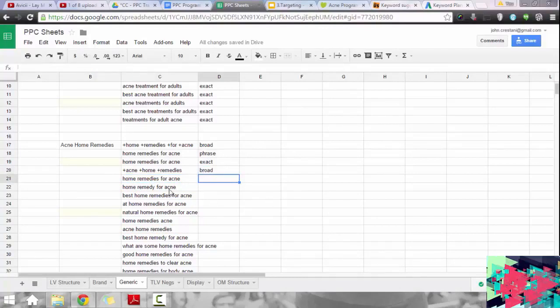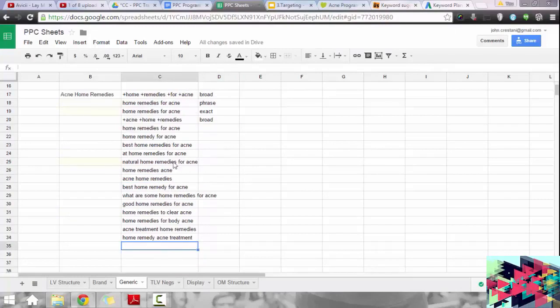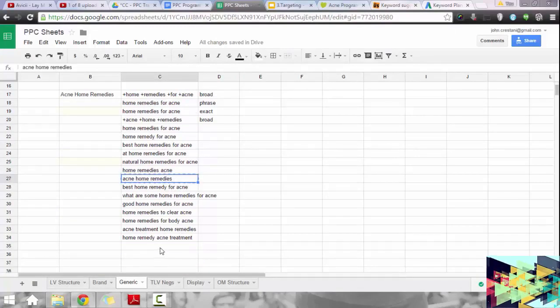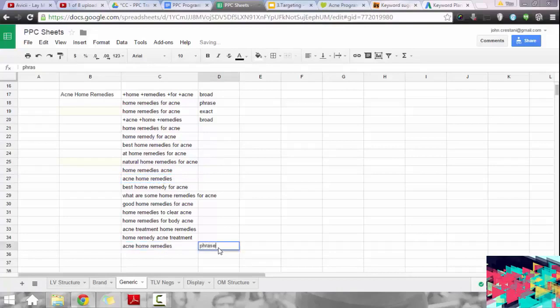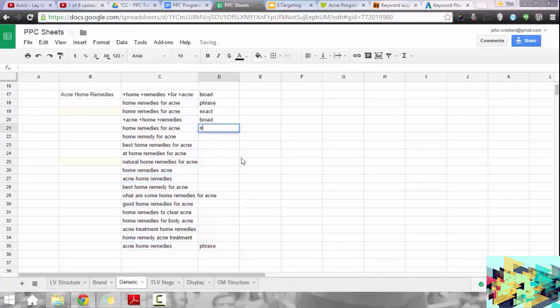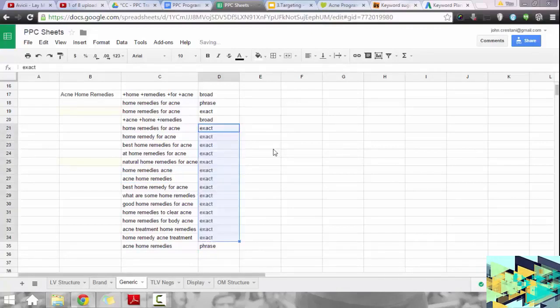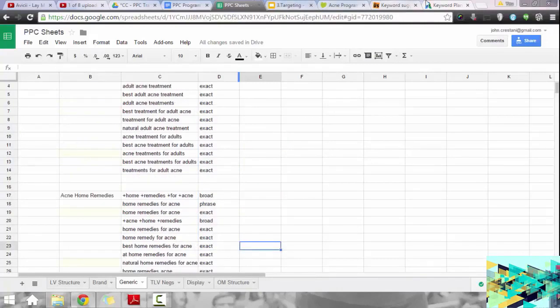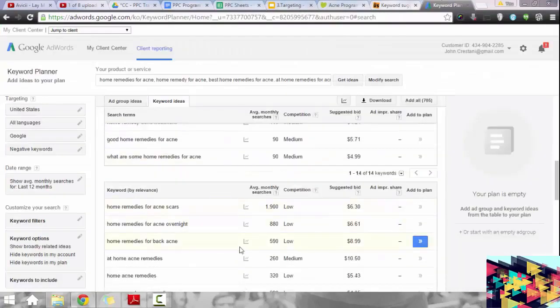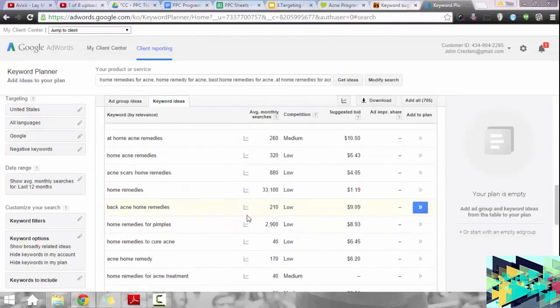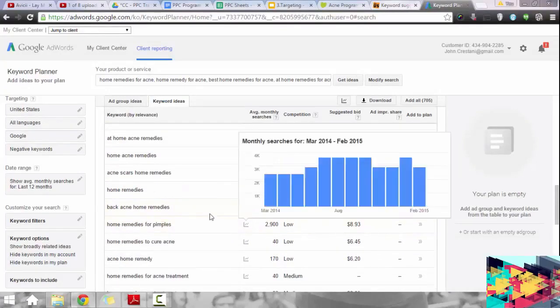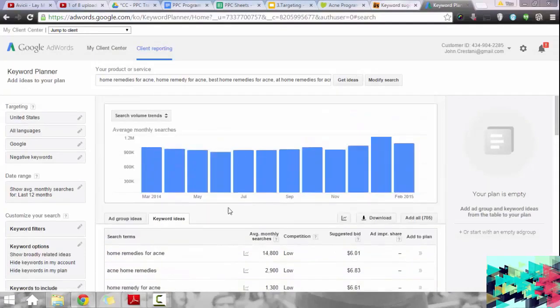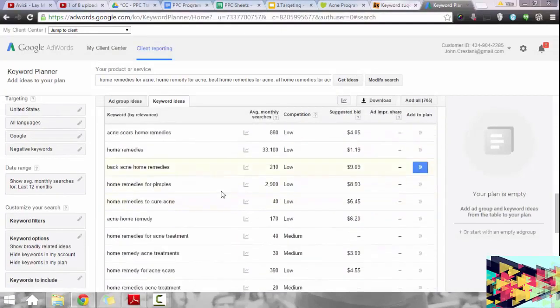I'm going to want to put this in phrase as well. Putting the rest in exact match. And we could go on and add more exact match keywords in this group, but I think we actually got the majority of the big words here. So, you know, as I said, we could keep going through.